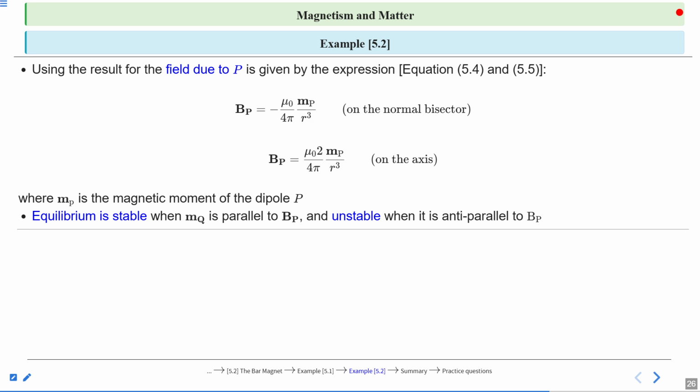Equilibrium is stable. Now you can see this is an important point. Equilibrium is stable when MQ, the magnetic dipole moment of the other magnetized needles, that is Q1, Q2, Q3, so we have generalized it with Q only, is parallel to the magnetic field produced by P. And equilibrium is unstable when the magnetic moment of the other needles is anti-parallel to the magnetic field produced by the P needle. Got it?